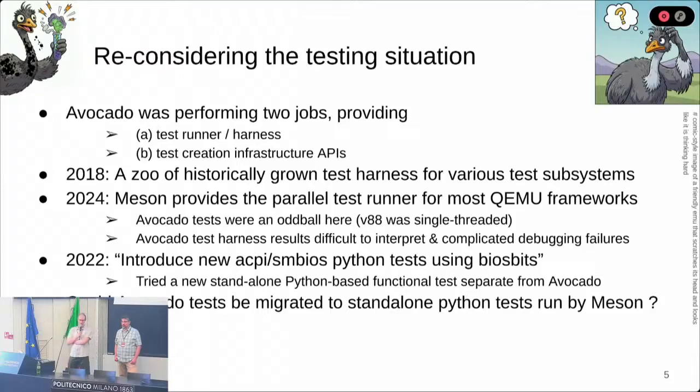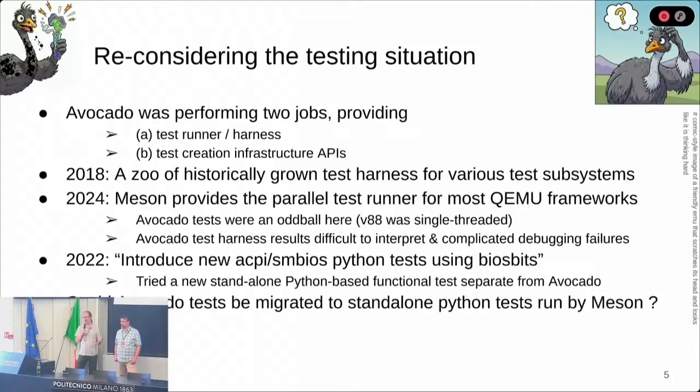So Thomas already started this, having a bit of a reconsideration of what functional testing meant in the context of QEMU in 2024. If we look back to 2018, there were lots of different test harnesses. Each different QEMU test suite had its own harness for running tests. But by 2024, QEMU had converted to use meson as its build system, and most of the test suites had also converted to use meson as the test runner, which simplified things.